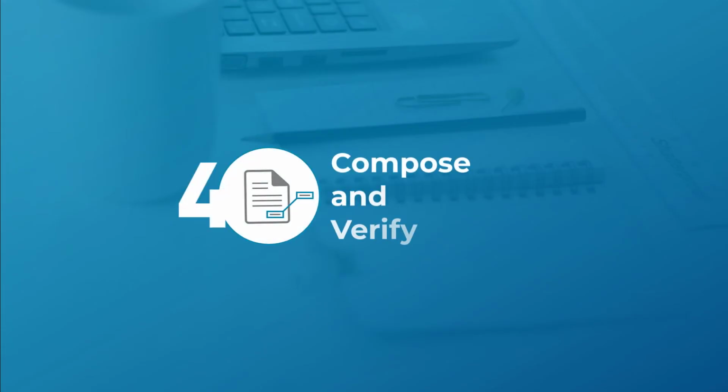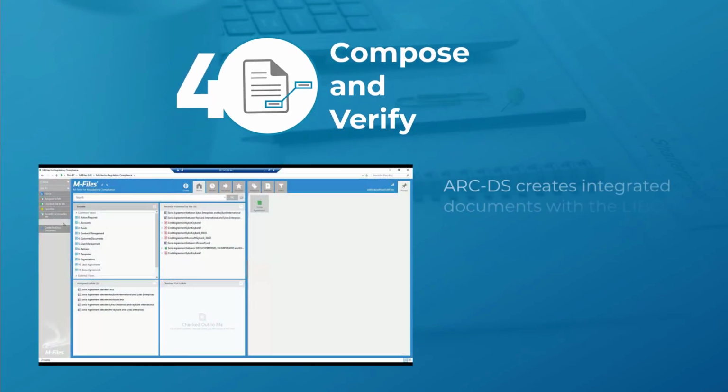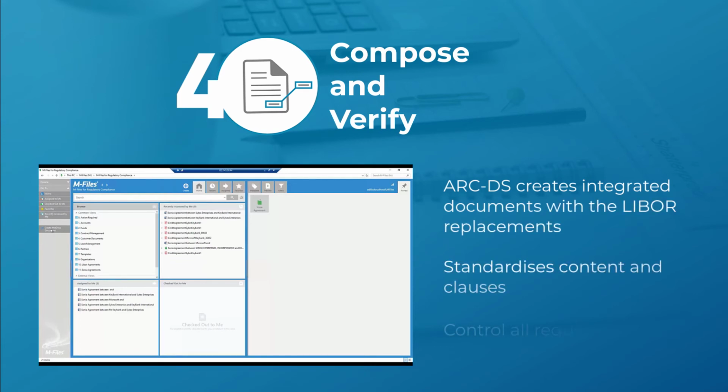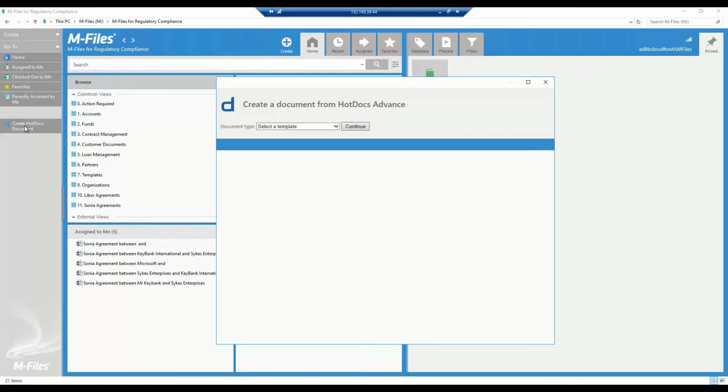Step 4, compose and verify. In Step 4, ArcDS creates integrated documents with the LIBOR replacements, with standardization of content and clauses. You can control all the required internal reviews before it's sent for client review. Step 4 of the process is powered by HotDocs Advance to deliver out-of-the-box document creation.